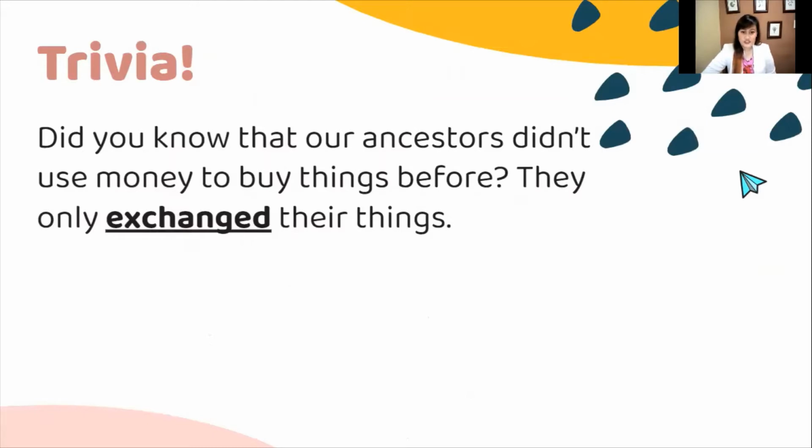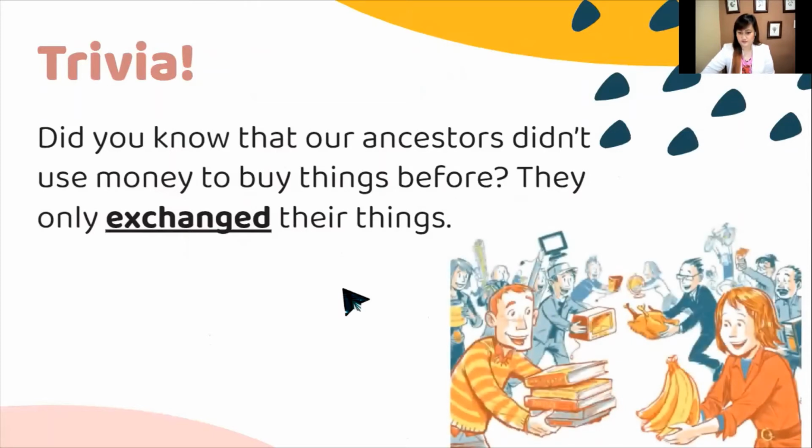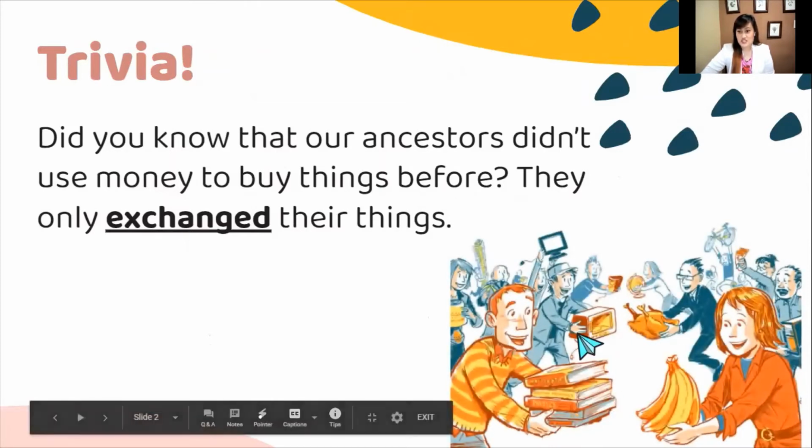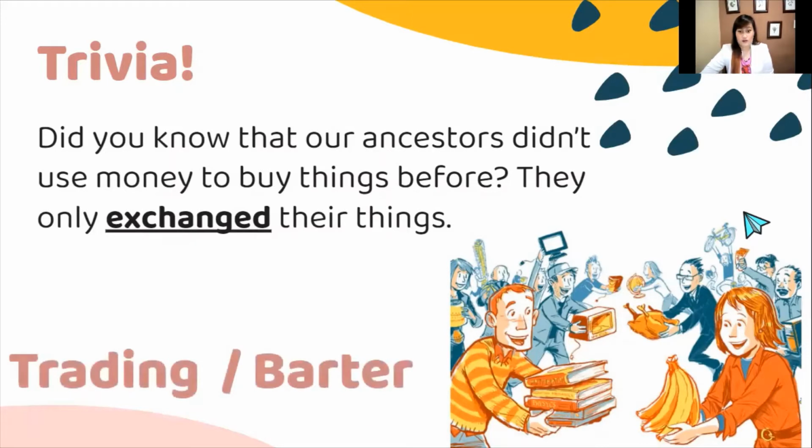Did you know that our ancestors didn't use money to buy things before? They only exchanged their things, just like this photo. Look at them exchanging things to get something that they need. For example, this man needs banana, so he's exchanging his books in order to get the banana that he needs. This is what they call trading or barter. And this is what they do before. They don't use money to get or buy things that they need.